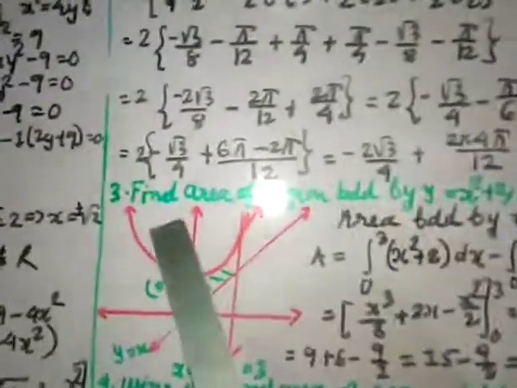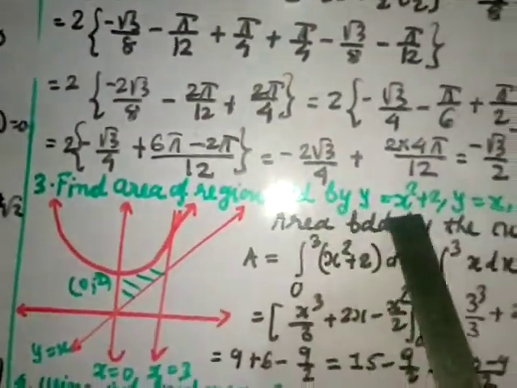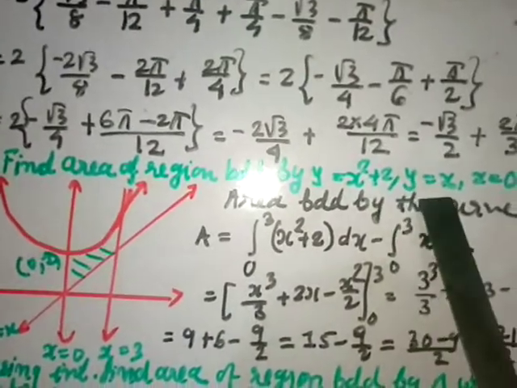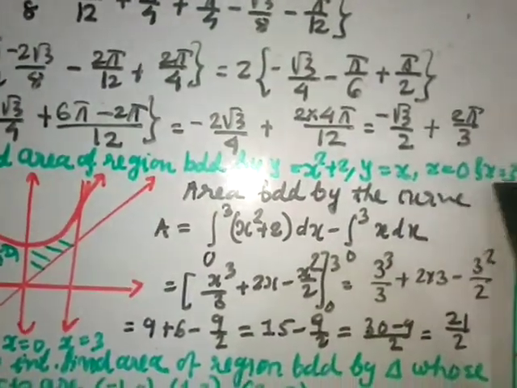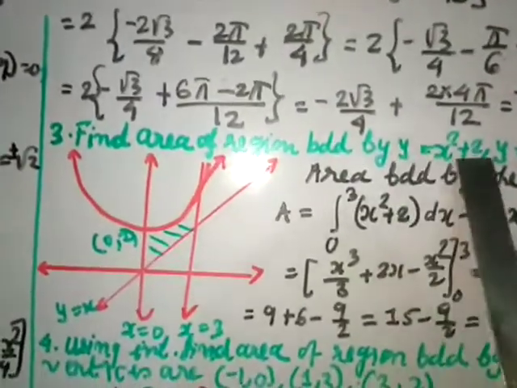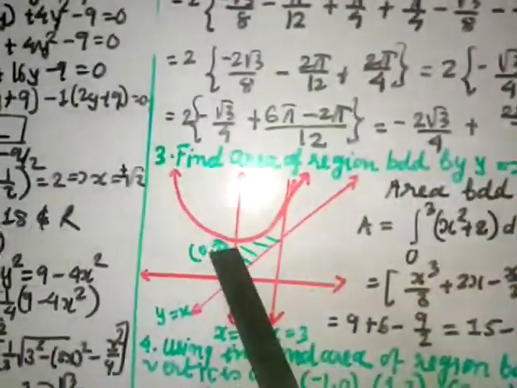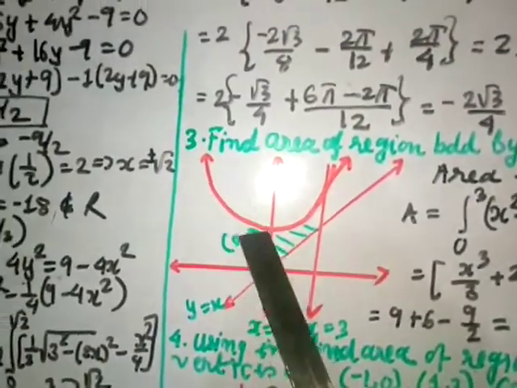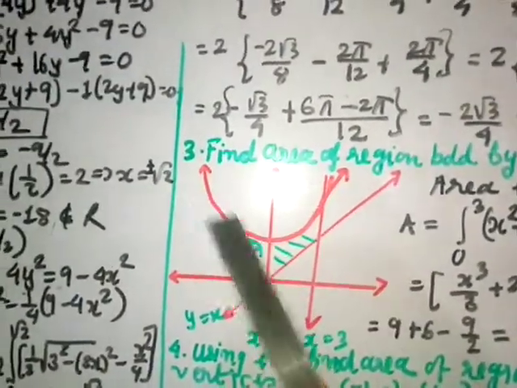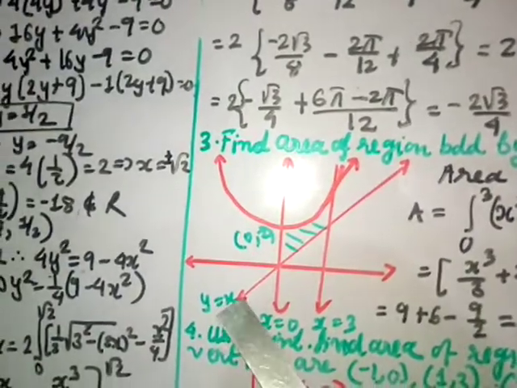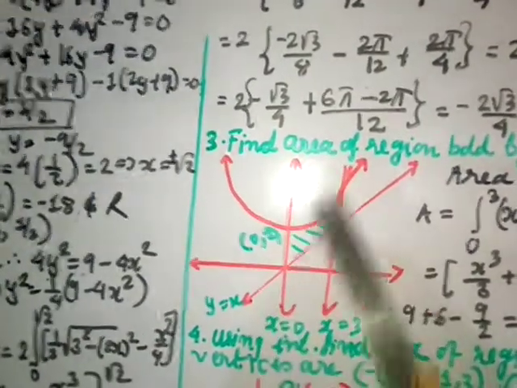Question number 3. Find the area of the region bounded by y is equal to x square plus 2, y is equal to x, x equal to 0 and x equal to 3. So here this is a parabola, okay, but this parabola's origin is not the vertex. The vertex is (0, 2), because of the plus 2 here. So it is starting not from the origin but from here. So this is the one. This is the parabola. This is the line y is equal to x. This is x equal to 0 and this is x equal to 3.